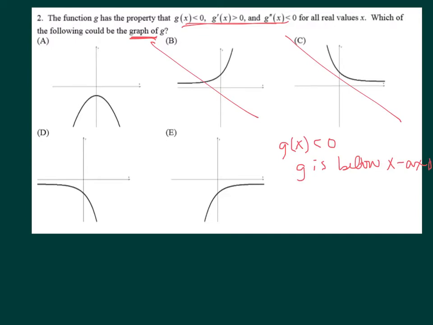All right, the next one says g prime of x is greater than 0. So what does that mean when the derivative is greater than 0? It means that the derivative is positive. If I think about my sign chart, if I have a derivative being positive, what does that mean about the g function? So I'm talking about when I have these.